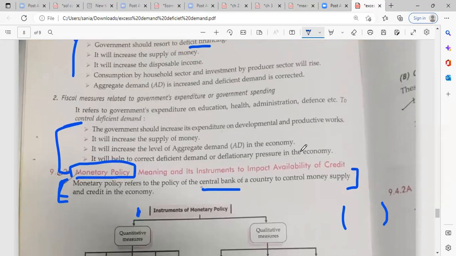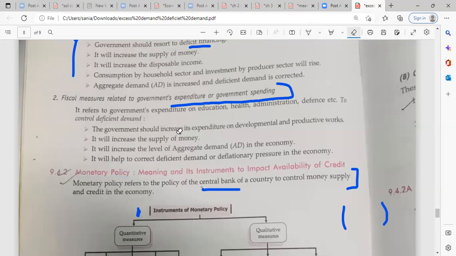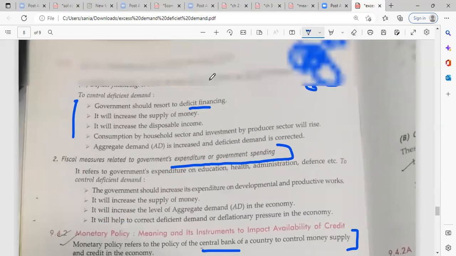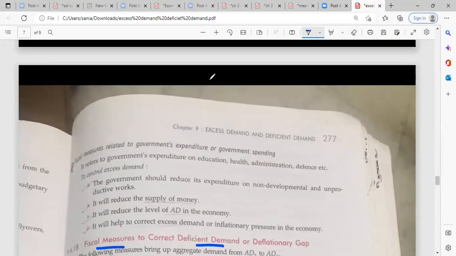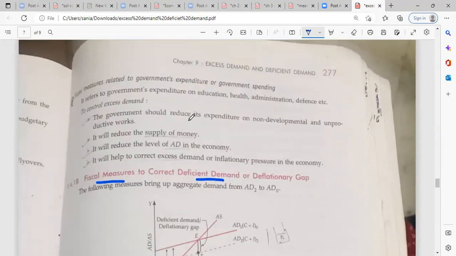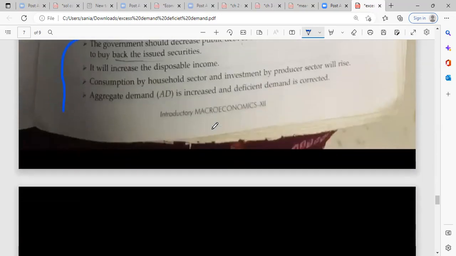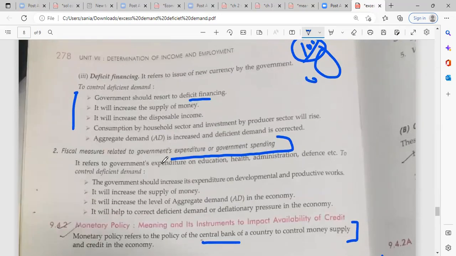Okay. Then coming to fiscal measures for government expenditure. Now we are done with the revenue part. We are going to discuss the expenditure part for this. So expenditure, what will the government do? Earlier, when there was excess demand, what was the government doing? The government reduced its expenditure, right? Because already people had so much money that they were demanding a lot. So the government reduced it. But now nobody is demanding. So what will the government do?